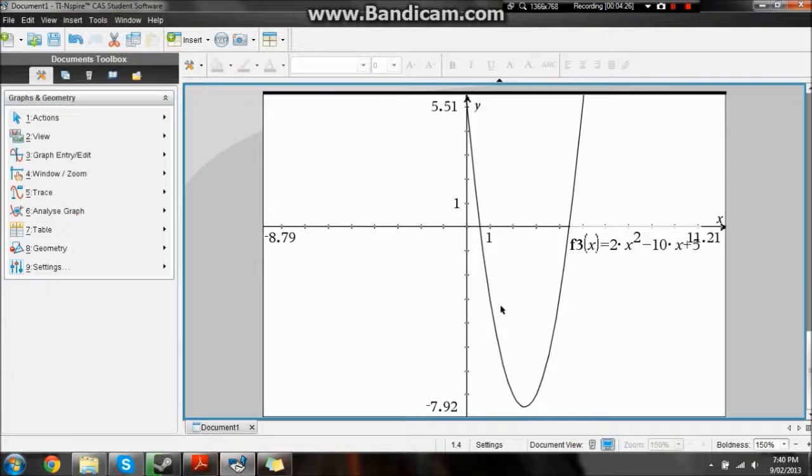You can see it's steeper, so it's a bit thinner than the other graph, and the turning point has been moved down significantly.